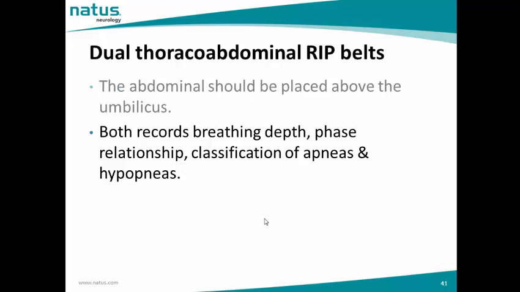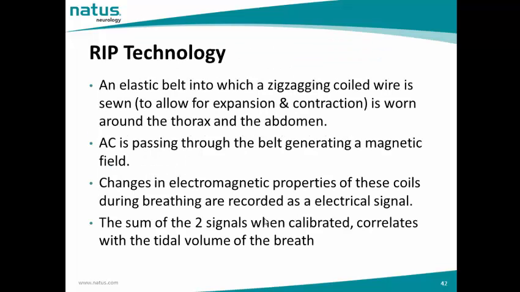and both the belts can record breathing depth and help us to understand the phase relationship in order to assess the paradoxical breathing. Also, it can help us in the classification of apneas and hypopneas. In order to understand the principle of the RIP technology, you have to consider the following.